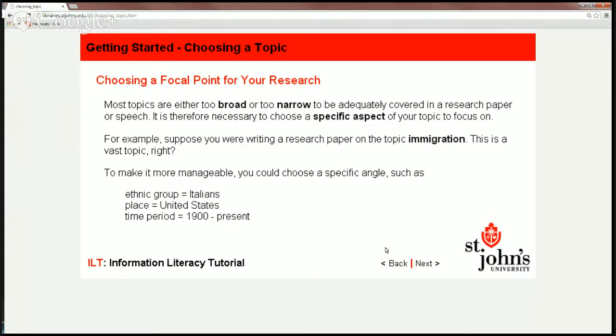So here's an example. If you're writing a research paper on the topic of immigration, right, you might want to look at a particular group. So here, obviously, this is an American example, so Italians, and you might want to look at Zimbabweans relevant to South Africa. You might want to look at a place, so like South Africa or the United States. You might want to look at a time period. So these are all ways of narrowing your topic down.